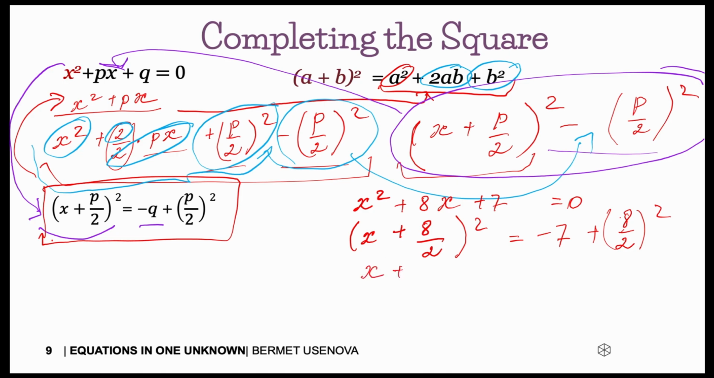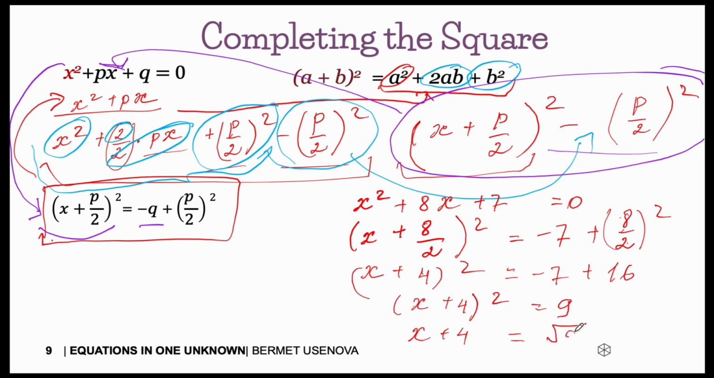And we can also rewrite it as x plus 4 squared. Here will be minus 7 plus 16, and we will get in the end x plus 4 squared equals 9. So if x plus 4 squared equals 9, it means that x plus 4 equals plus or minus the square root of 9.